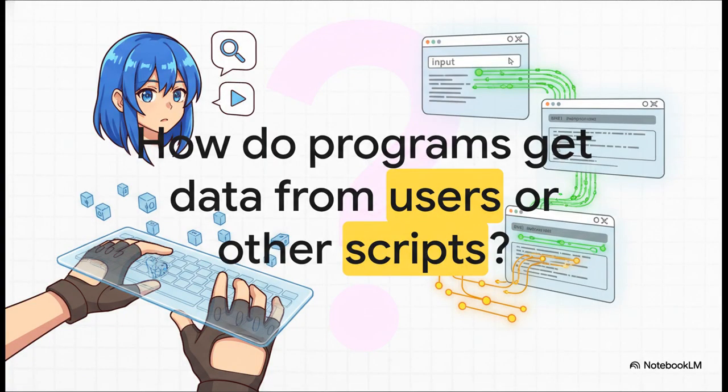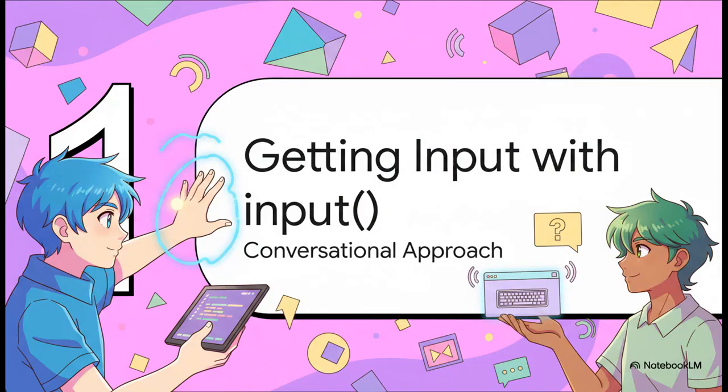Right, let's get straight to the heart of it. You've written this awesome script, but it can't do anything until it gets some information to work with. So how does it actually get that data? How does it talk to you? Or maybe even get instructions from another program? All right, first up, let's look at the most direct way to have a back and forth with your program. It all comes down to one simple, built-in function, input.